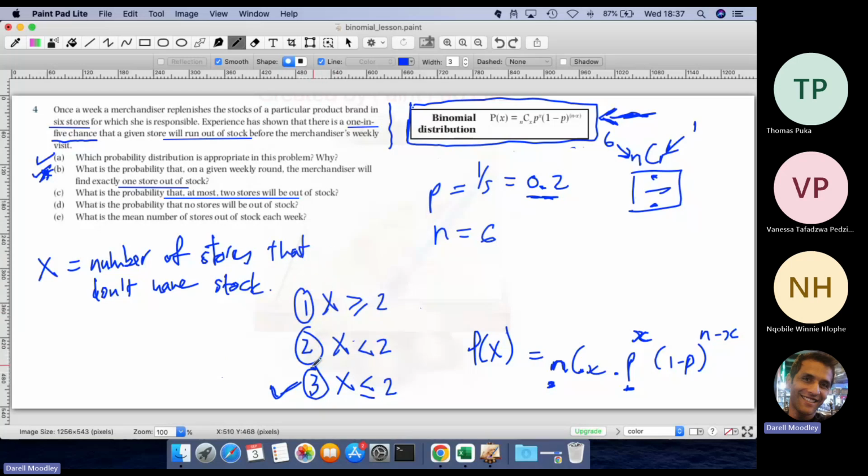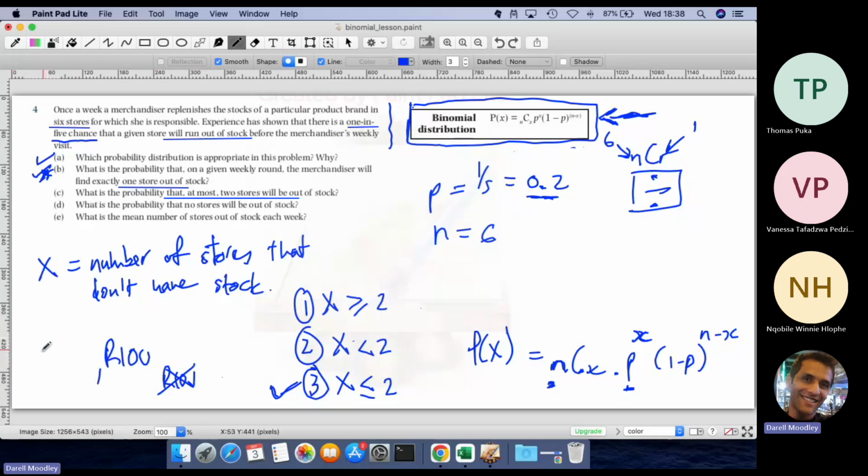So it's not option 1. It's not option 2. If you say at most 2 stores, okay. If I say I am going to play this game, and the most I can win is 100 Rand, that means I could win 100 Rand, but I cannot win 101 Rand. I can't, because I said at most 100 Rand.